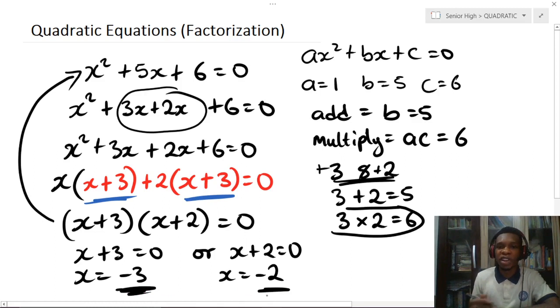So maybe next time when we come again to the next class, we'll take one or two more questions on that factorization and we'll deal with it. And maybe we'll enter into how to solve using the quadratic formula. That's another method of solving quadratic equations.